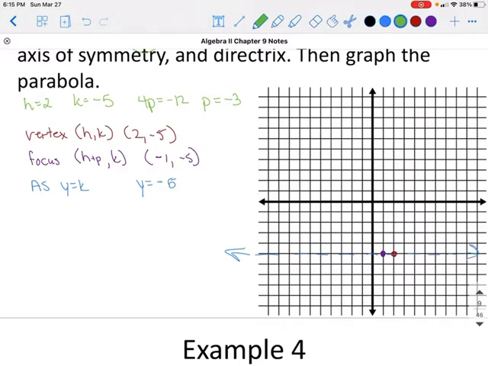And we know that our directrix will be x is equal to h minus p, or 2 minus negative 3, which will give us x is 5. And so we have our directrix. Last thing you need to do is you need to start at your vertex, go towards your focus, away from your directrix, and try to be symmetric about the axis of symmetry.